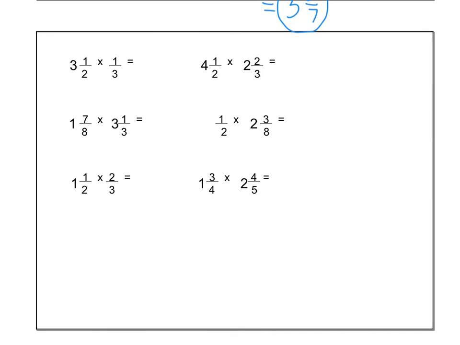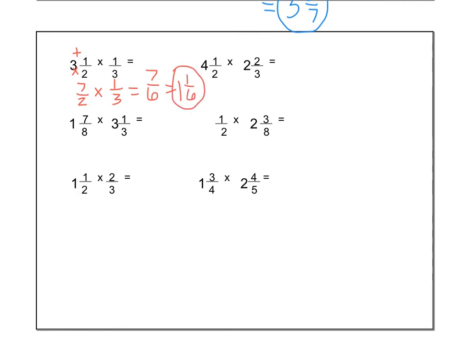So first we're going to look at 3 1/2 times 1/3. Remember, we have to change all the mixed numbers to improper fractions. So 2 times 3 is 6, plus 1 is 7, so 7/2 times 1/3. Now if I look across 7 and 3, 1 and 2, nothing will reduce. So 7 times 1 is 7, 2 times 3 is 6. It is improper, so we have to change it to a mixed number. 6 goes into 7 one time, and there's 1/6 left over.